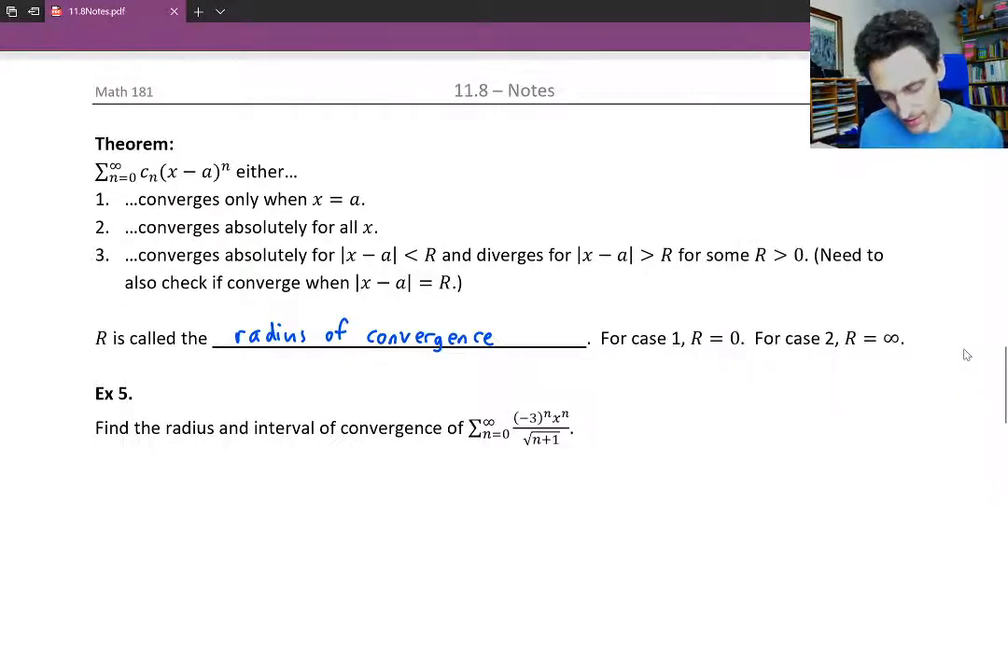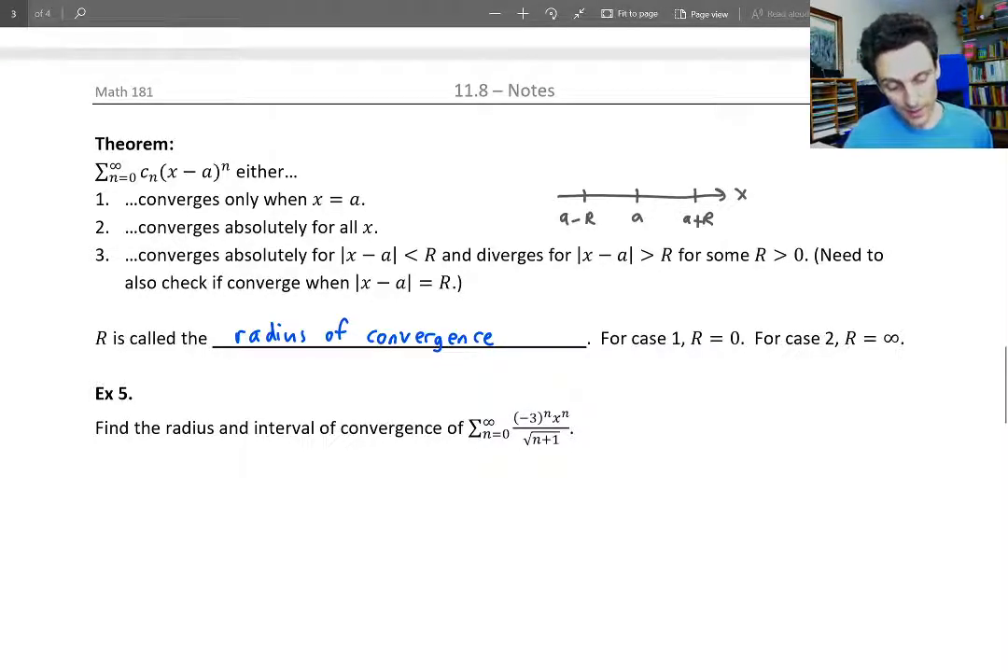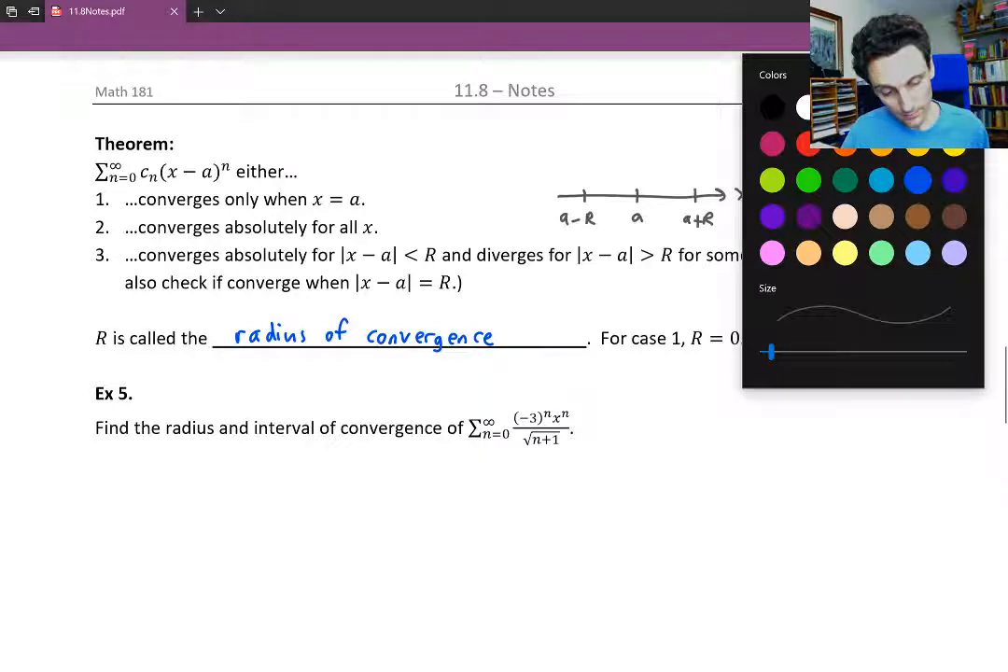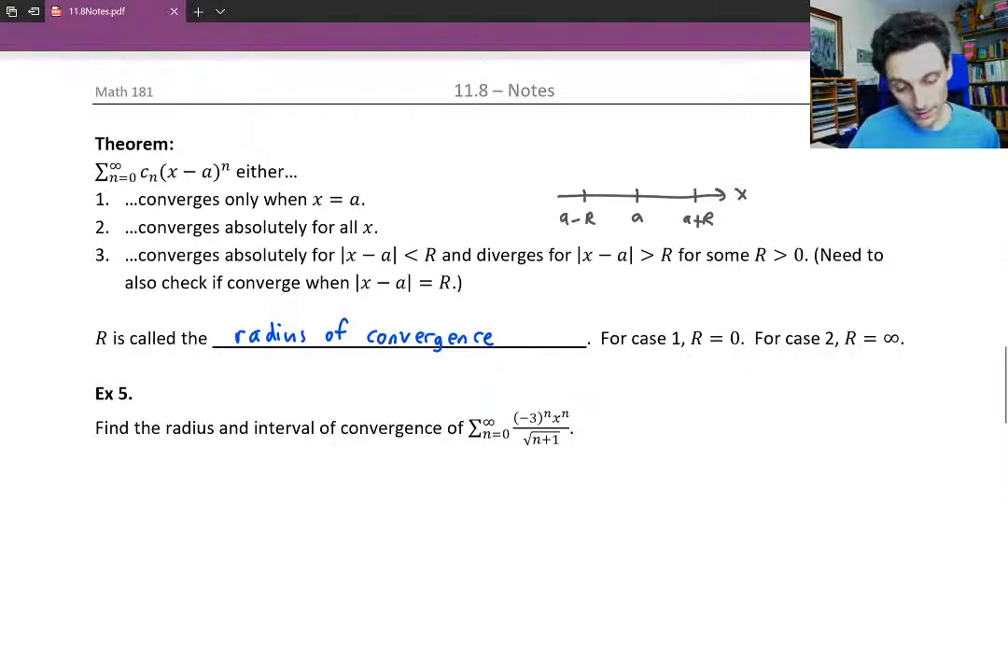One way you can visualize case 3 is if a is right in the center, then your endpoints will be a minus r and a plus r. That would be your interval of convergence right there, from a minus r to a plus r. Now, you again have to check to see, does the power series converge at a plus r and a minus r, and that's checking the endpoints, but at least it'll converge in between.